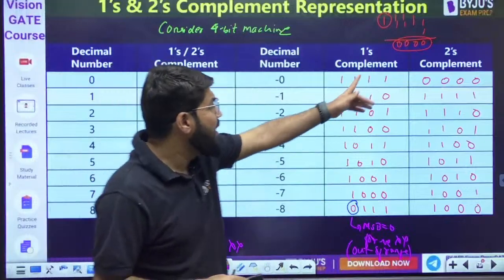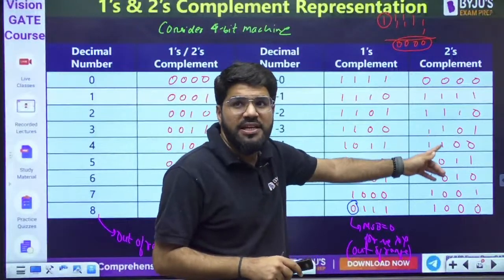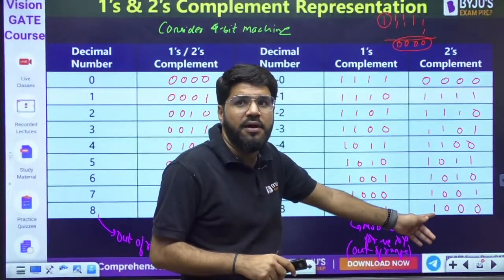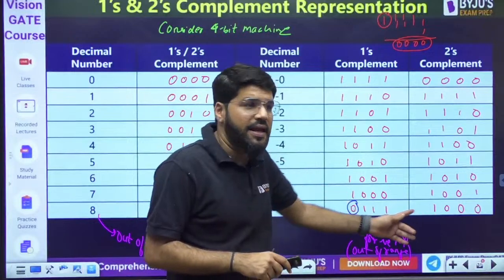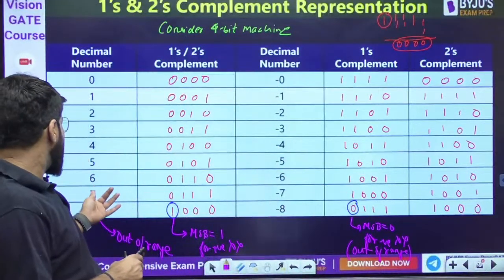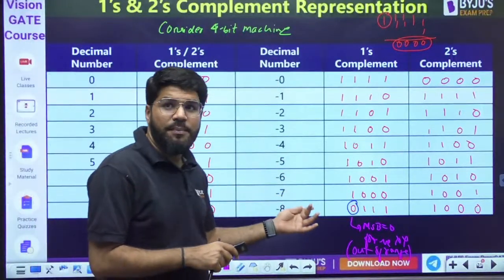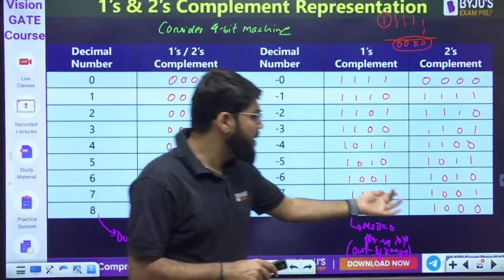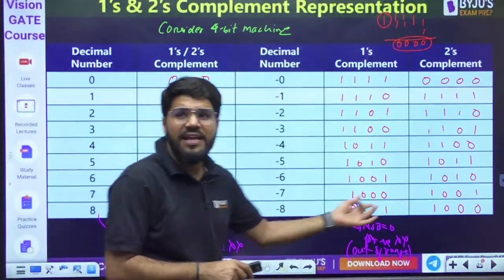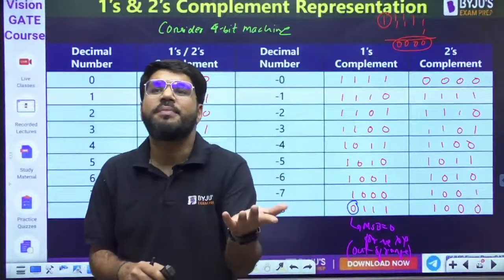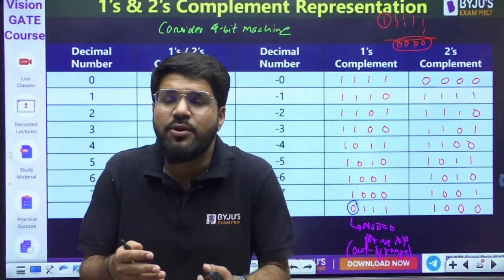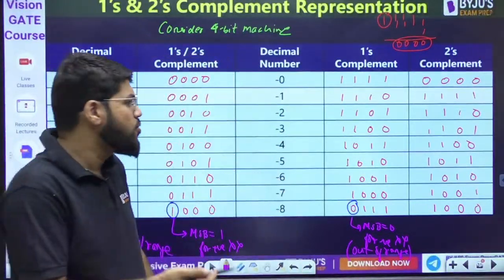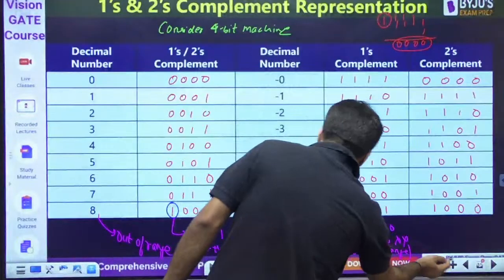That is why the 2's complement machine is able to accommodate one extra number, that is minus 8. The range goes up to 7. But the 1's complement machine in negative will go to minus 7, and the 2's complement machine can go to minus 8. One extra negative number, why? Because minus 0 is now avoided. Minus 0 actually hota hi nahi hai, na, we all know that there is no minus 0.